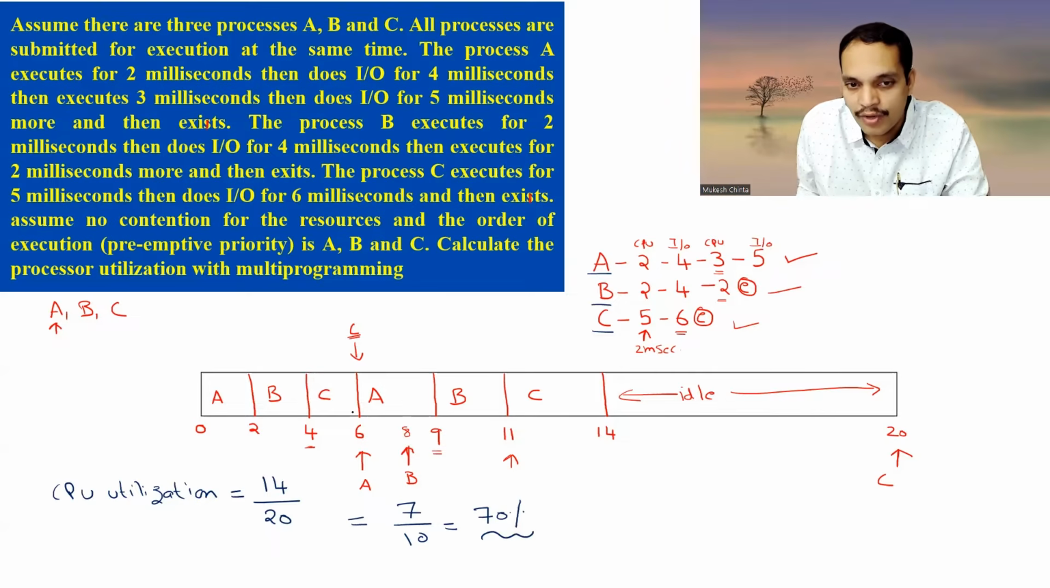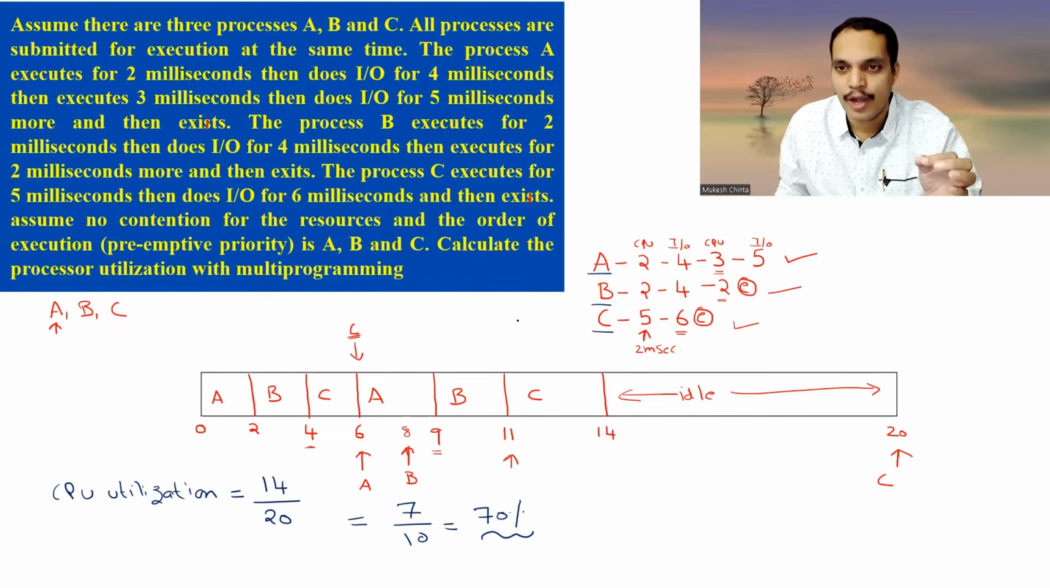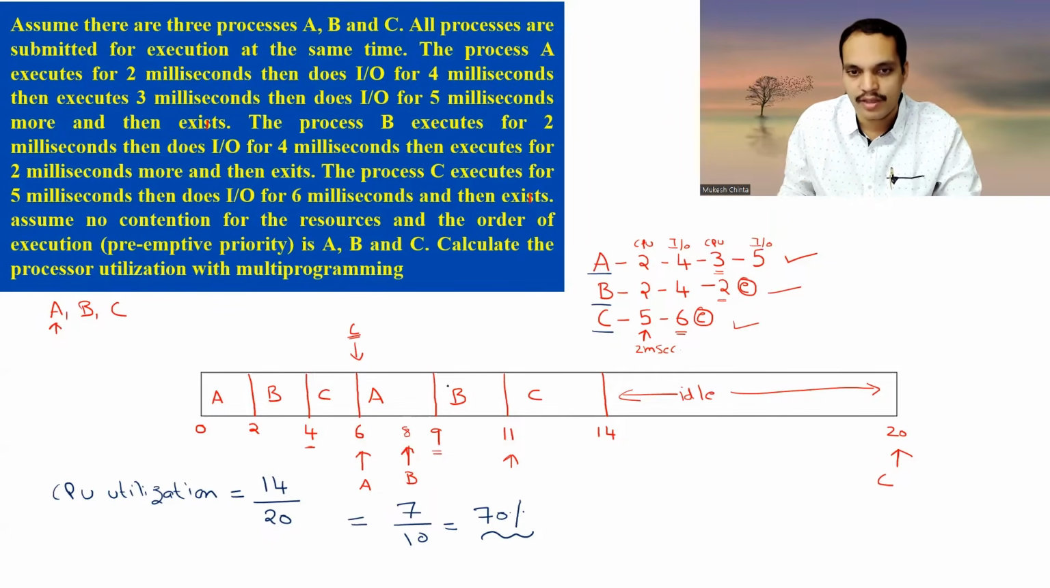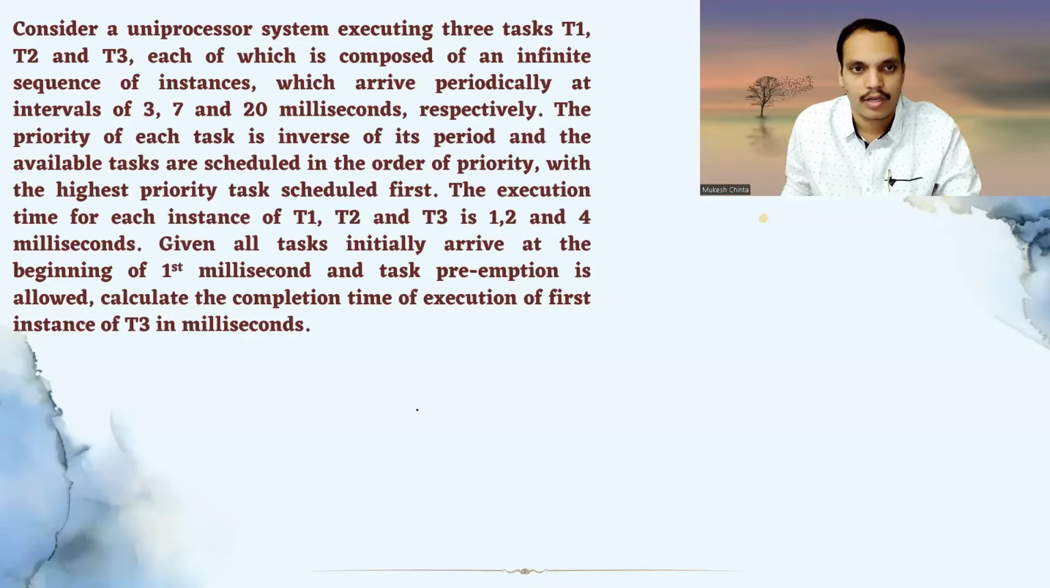You have to understand we did this because we are considering preemptive priority scheduling algorithm. In this case, if there is a high priority process that is executing, you cannot allow a low priority process to enter, or if a low priority process is executing and if a high priority process is waiting, you have to preempt the low priority process. This is the example, and this is how you get the answer of 70% for this question. Let's move on to the next one.